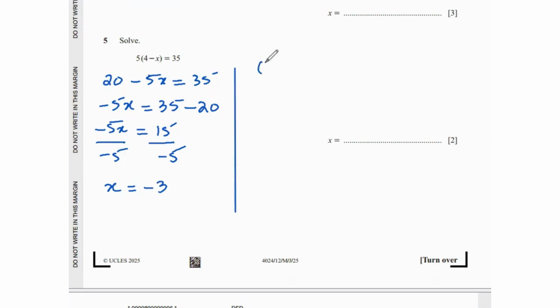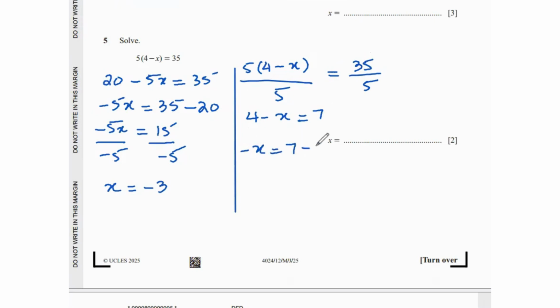The other way is that you can begin by dividing both sides by 5. This way we get rid of the 5 over here. So that's 4 minus x equals 7. Then negative x equals 7 minus 4. Since 4 is positive over here, on the other side it will be negative.